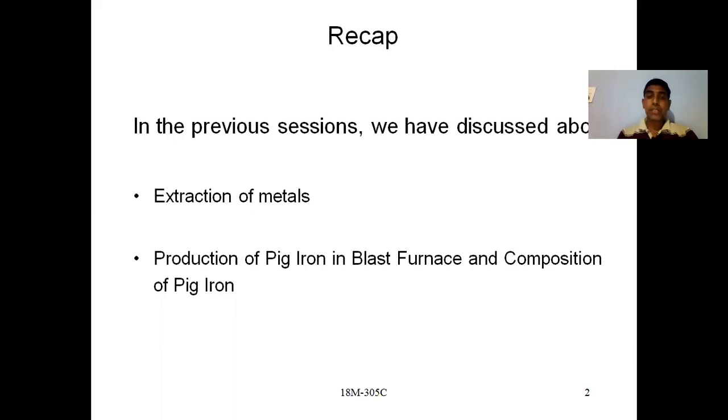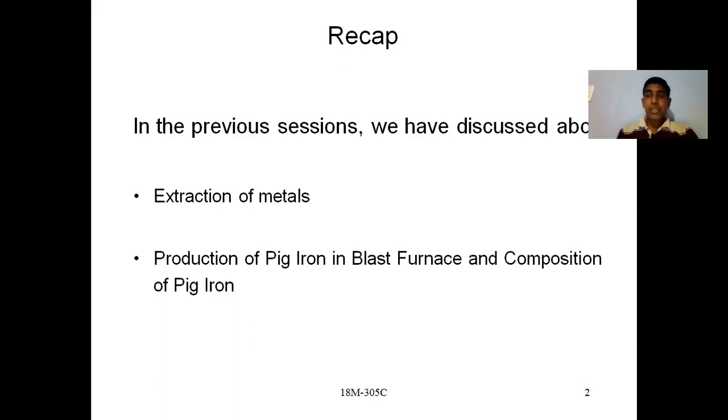And later we have discussed in the previous session the production of pig iron in a blast furnace and its composition, so whether it is useful for industrial applications or not. Because its property is inferior, it is not suitable directly for industrial applications. So what we have to do, we have to refine it to get a good quality iron which can be used for industrial applications. These things we have discussed in the previous session.